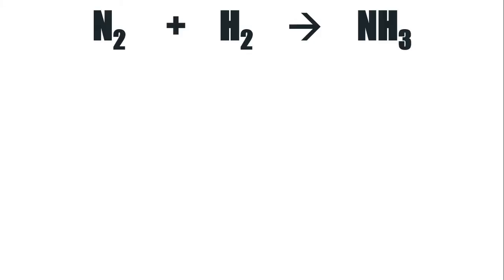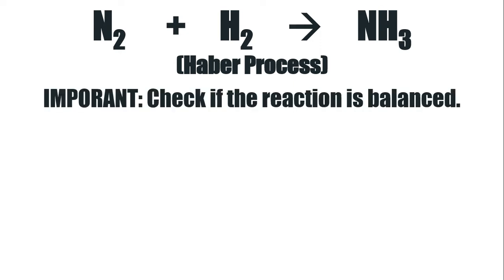Consider this synthesis reaction to form ammonia. This is also called the Haber process. The Haber process is used in making fertilizers. The first thing that you should do is to check if the reaction is balanced. You have two nitrogen atoms on the reactant side and one nitrogen atom on the product side. So you need to put 2 in front of ammonia, but this will give you 6 atoms of hydrogen. So to make it balanced, you need to put 3 in front of hydrogen. Now the equation is balanced.